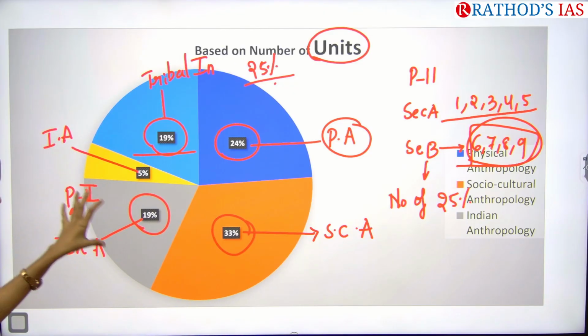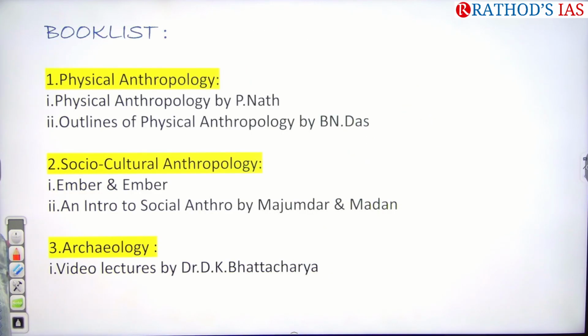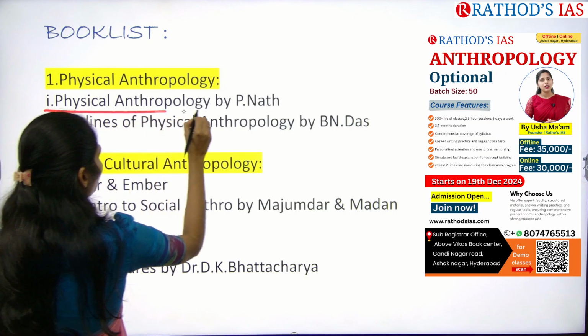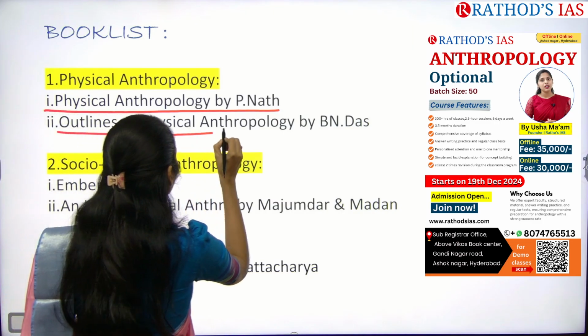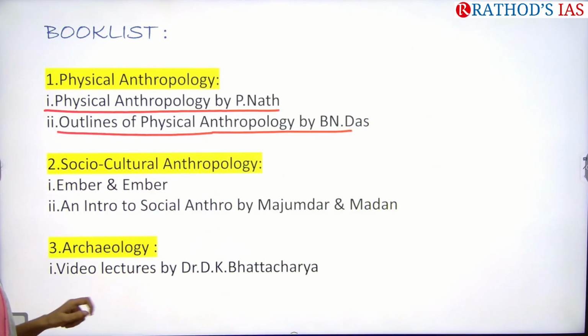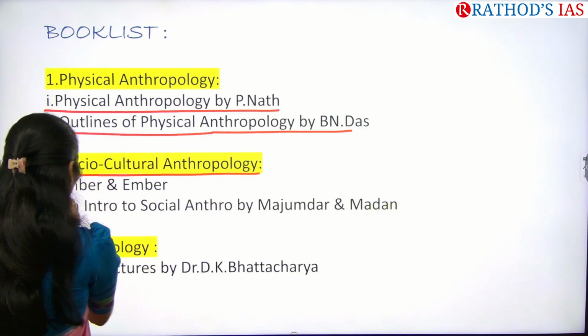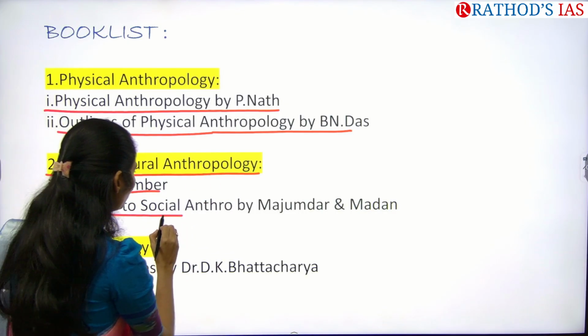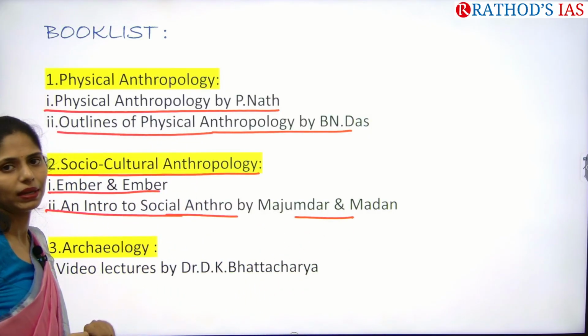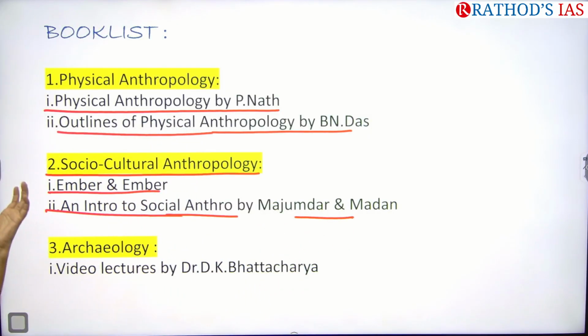Now let us see the book list for these 5 areas clearly. First one is physical anthropology. In the market there are 2 good books, and you can select one. The first is Physical Anthropology by P. Nath, and the next is Outline of Physical Anthropology by B.N. Das. Next, for socio-cultural anthropology, you can refer to Ember, as well as Majumdar and Madan, and Introduction to Social Anthropology by Majumdar and Madan. These are very good books available in the market.